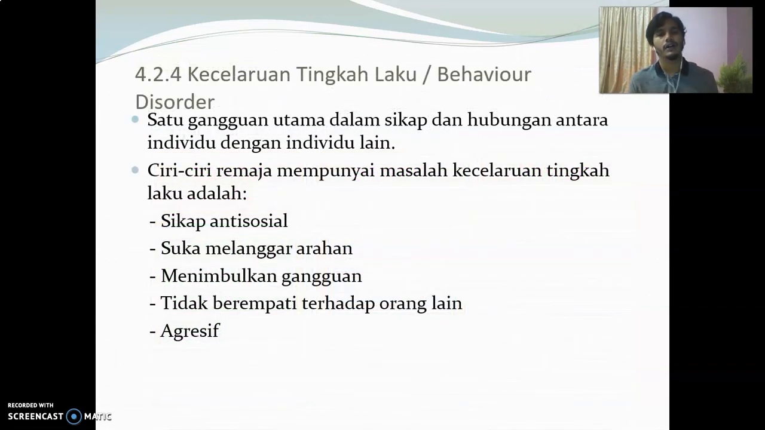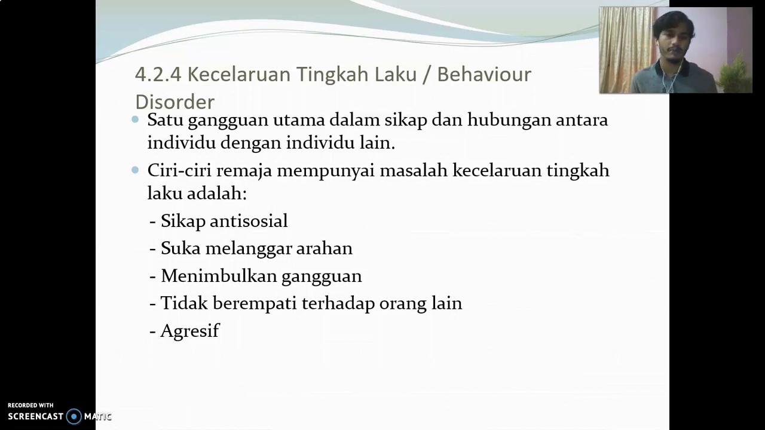Okay. Dan juga salah satu lagi aspek yang sangat penting dalam masalah pembelajaran ataupun even in this learning problems adalah kecelaruan tingkah laku sebenarnya. Kecelaruan tingkah laku is actually behavior disorder ataupun satu masalah kita panggil. Okay, satu gangguan utama dalam sikap dan hubungan antara individu dengan individu lain. They might have different perceptions, views, tindakan yang berbeza-beza berbanding dengan yang lain.